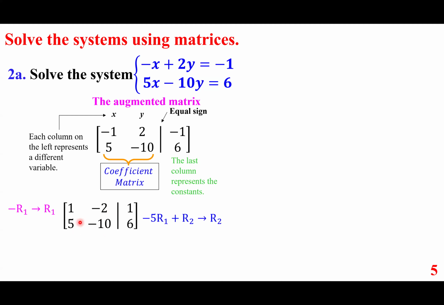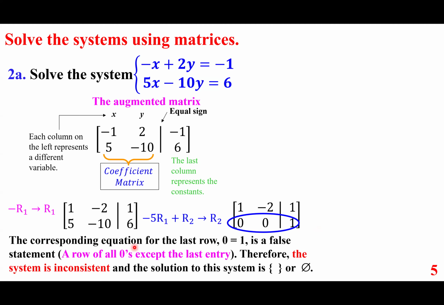Anyways, this becomes 0. And then if you multiply this by negative 5, you get positive 10 and negative 10. That becomes 0. And if you multiply this one by negative 5, you get minus 5, and with 6, you get 1. So pay attention to the bottom. Every entry in the bottom row is 0 except the last. The corresponding equation for the last row, 0 equals 1, is a false statement, a row of all zeros except the last entry. Therefore, the system is inconsistent, and the solution to the system is an empty set.